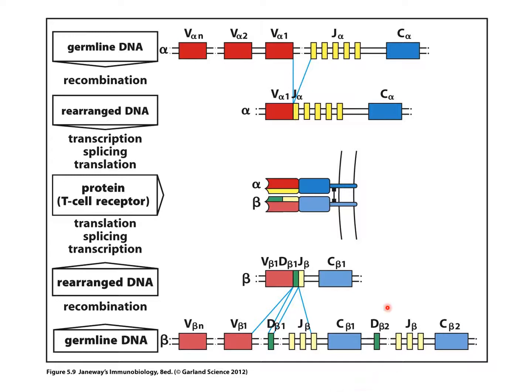I mean, look at this. Germline for the alpha, V1 to ends. Some V joins with some J, joins with the C. You get the alpha chain.